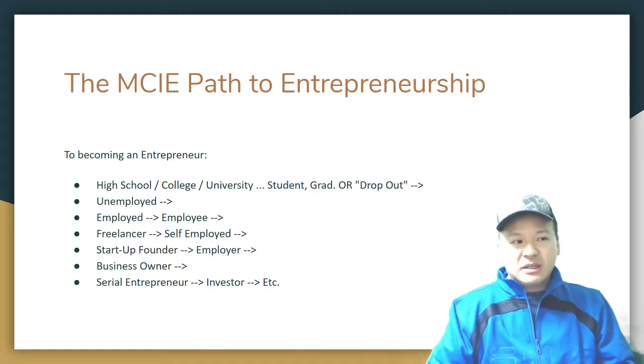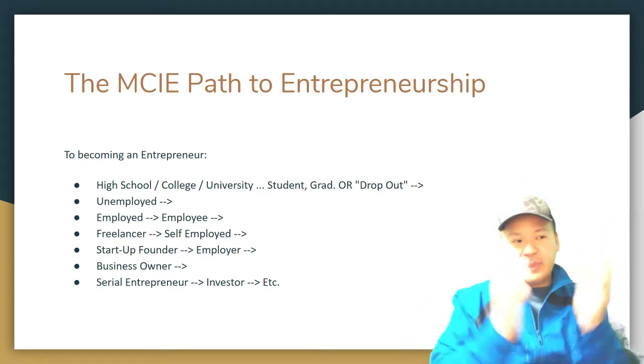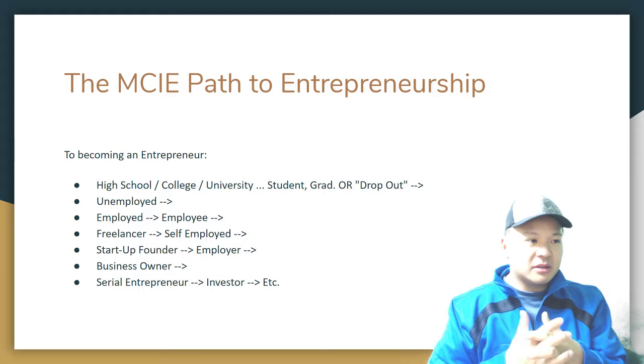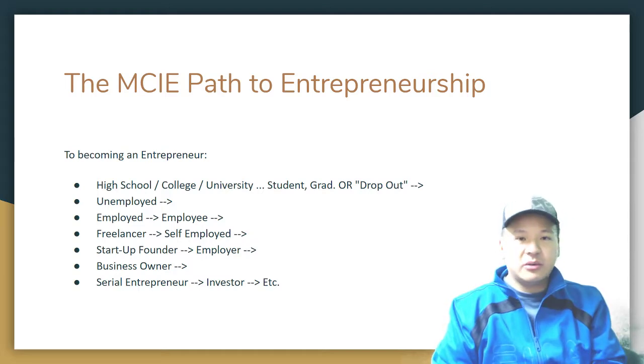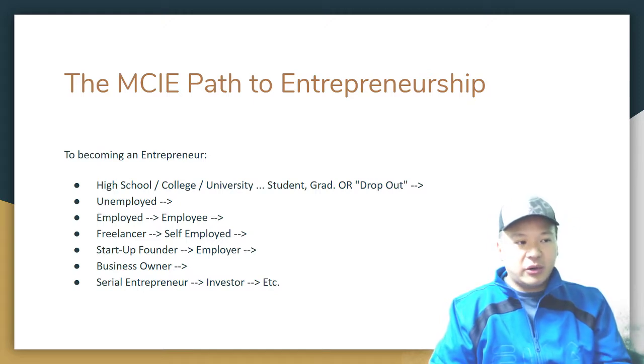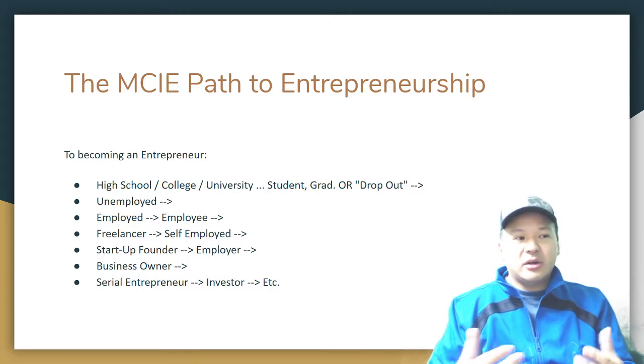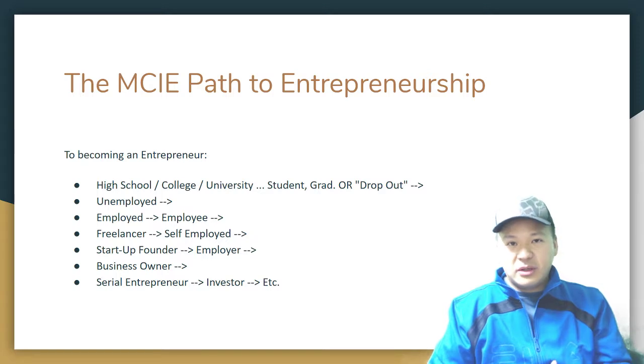So unemployment is a big stage for entrepreneurs, because being unemployed is a fact of life. Some people are unemployed, whether you're not currently working in a job or you're retired. I didn't include retiring here, but it could be part of that. Then you could be employed. This is the third one: if you're employed, you're an employee, or someone's staff. If you have questions, let me know.